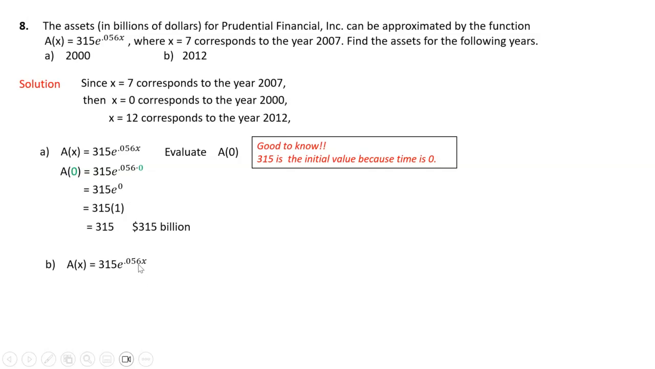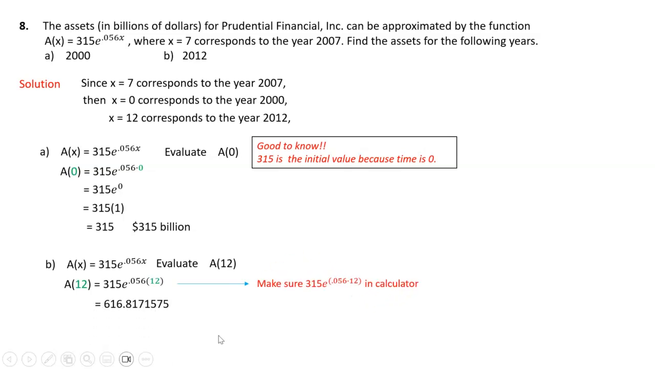For part B, right, we're going to evaluate A at 12 because it's 12 in 2012. We plug in 12 where the x is. We put it in the calculator. So the answer will be 616.8171575. So the answer will be approximately $616.8 billion. That's the answer for B part.